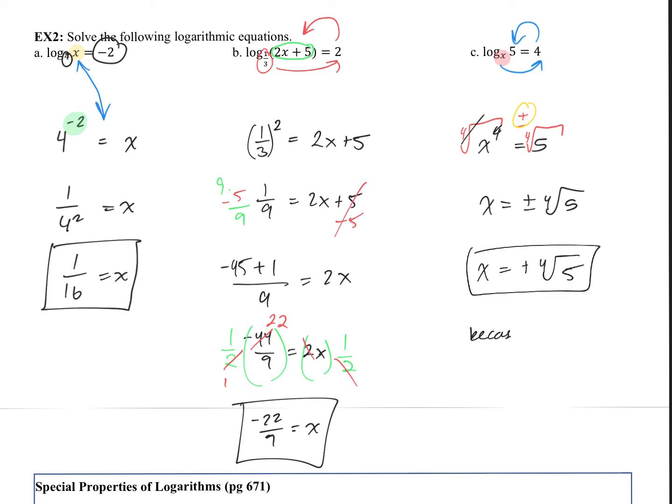because x needs to be positive. Once again, if you ever cross out one of the answers or you ever discard it, you need to state the reason why you're discarding it. So this is the reason why we discarded the negative, because the x value, or the base, needs to be positive.